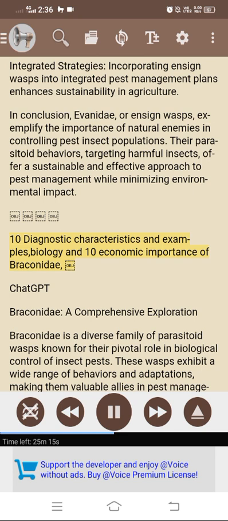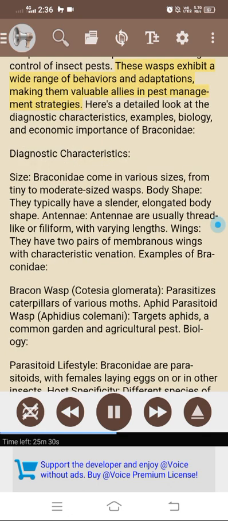10 diagnostic characteristics and examples. Biology and 10 economic importance of Braconidae. ChatGPT. Braconidae, a comprehensive exploration. Braconidae is a diverse family of parasitoid wasps known for their pivotal role in biological control of insect pests. These wasps exhibit a wide range of behaviors and adaptations, making them valuable allies in pest management strategies.